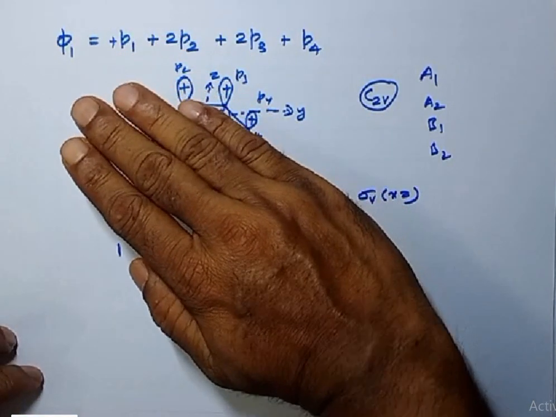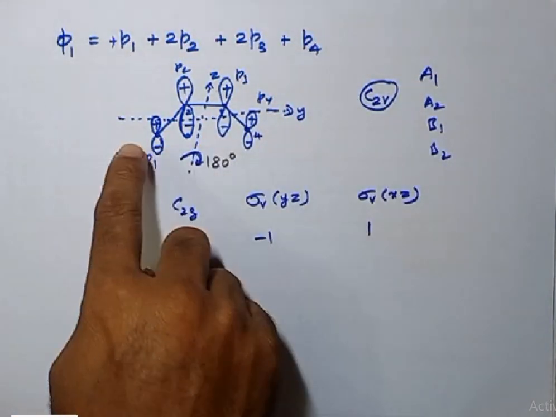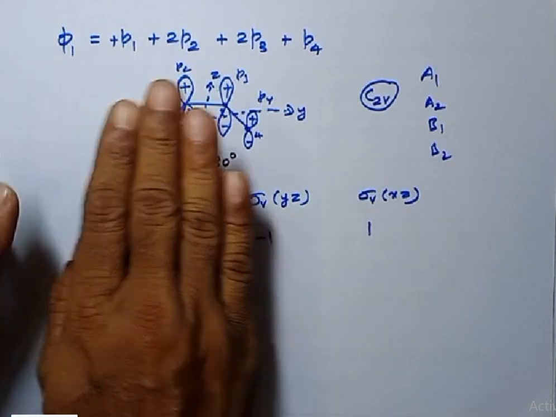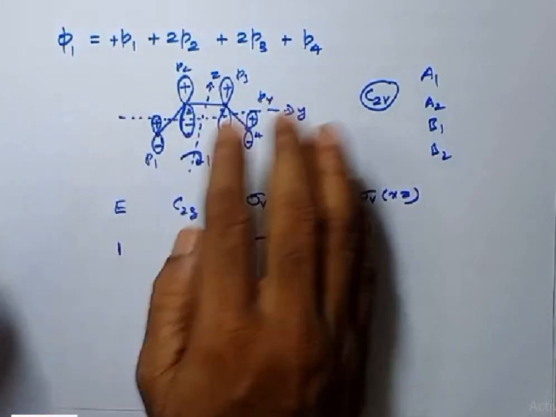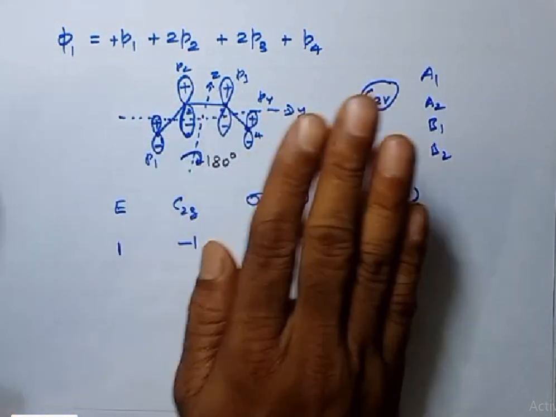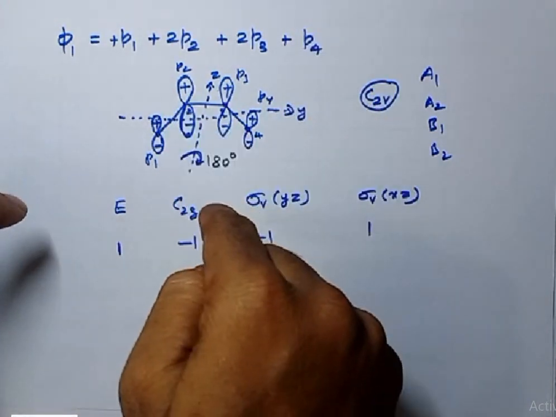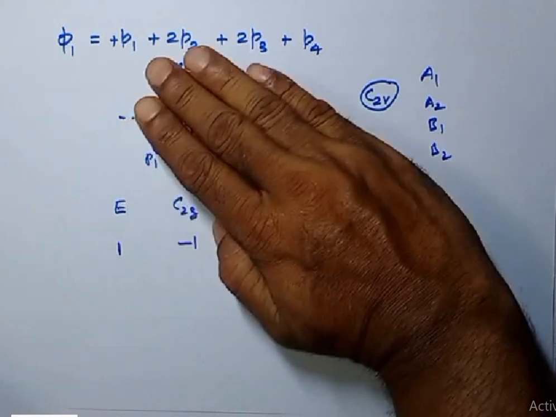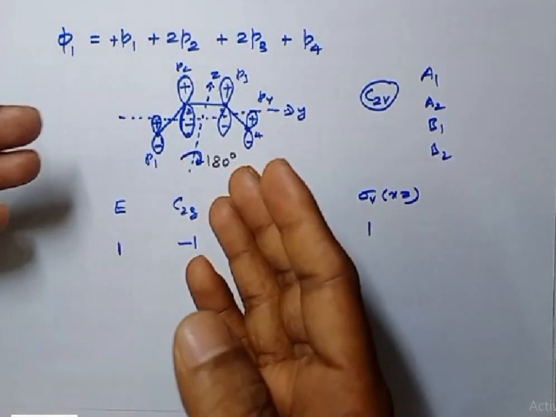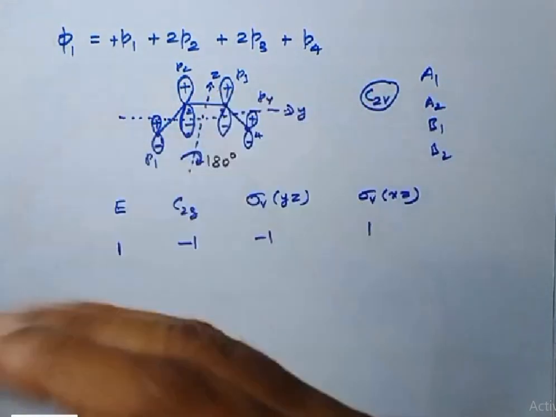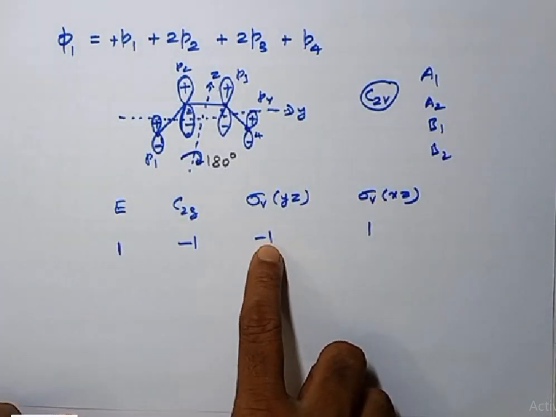If you do reflection, what will happen? Upper lobe will reflect down and lower lobe will reflect up in all the orbitals. P1 remains in the same position. P4 remains in the same position. P2 remains in the same position. P3 remains in the same position. All the p orbitals remain in their same position, but lower lobe will reflect up and the upper lobe will reflect down because the plane is passing through the middle of the p orbitals. So if you do reflection, what will happen? Negative sign will go up and positive sign will come down. Therefore, sign of the wave function changing. So you should give -1.